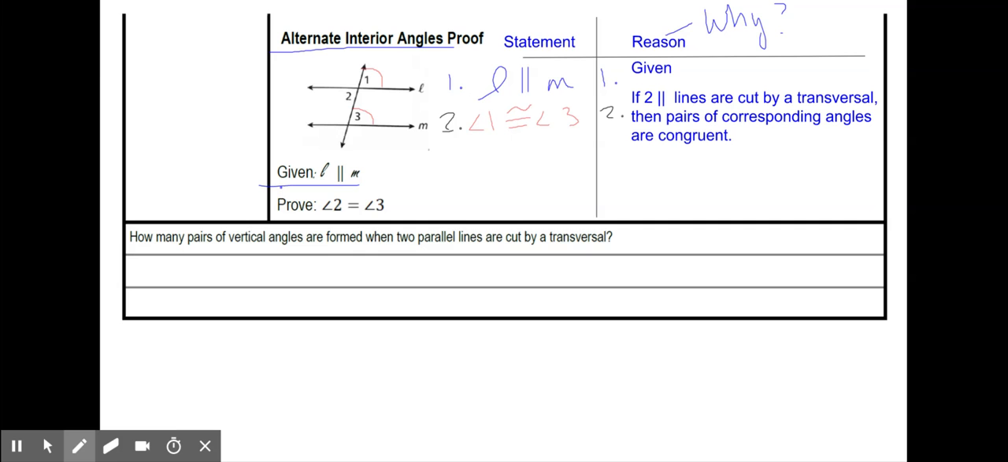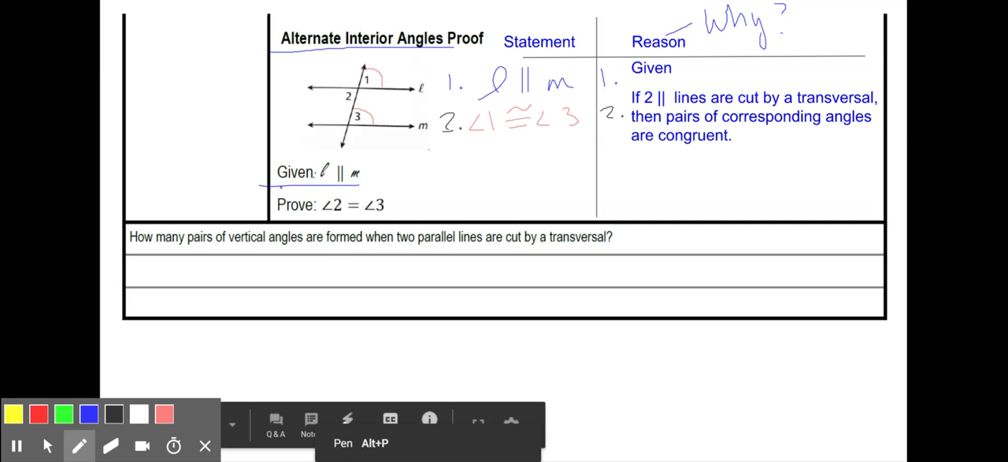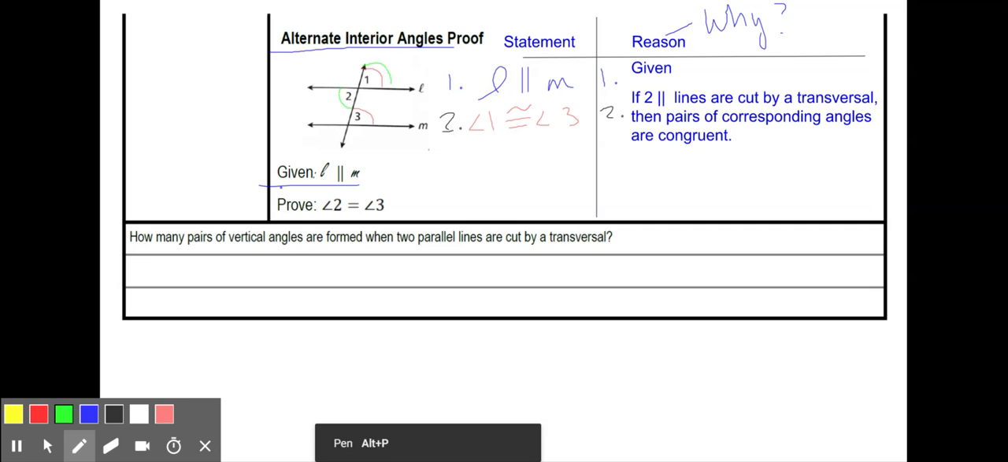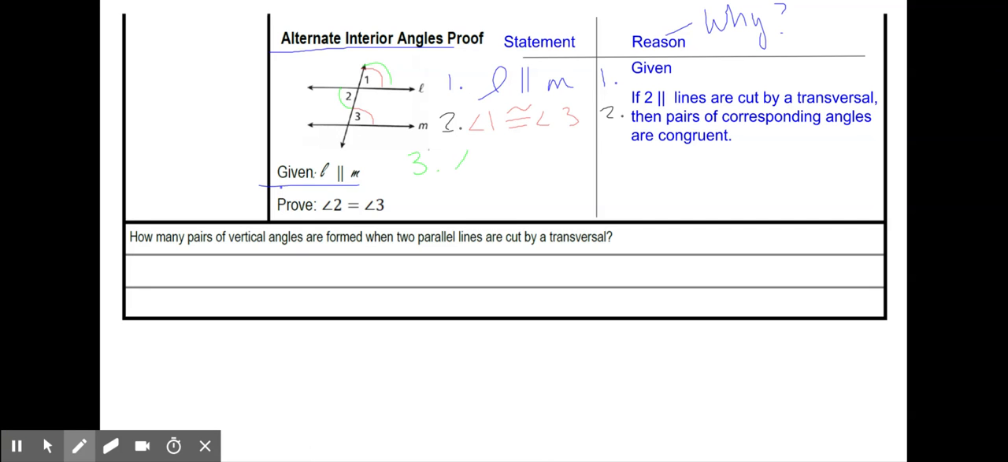All right, what else can I see? Ooh, I see vertical angles. So my third statement is going to be that angle 1 is congruent with angle 2. Let me state the definition of vertical angles. I believe it's rule number 10 on your rule sheet. If two lines form opposite angles, then the vertical angles are congruent.